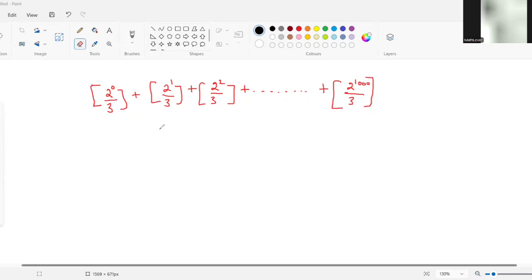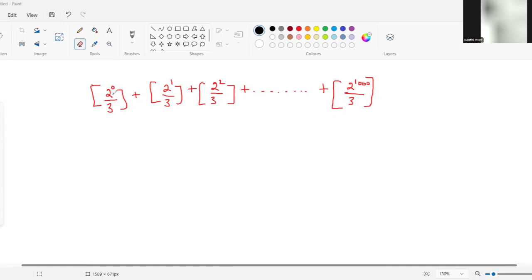The greatest integer function, as the name suggests, is going to give you the integer value it has most recently crossed, or the integer itself if it is equal to the integer. Notice the divisor here is 3, and the beauty is every numerator here is going to give you a remainder of 2 or 1 only.